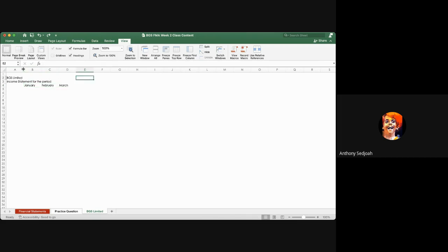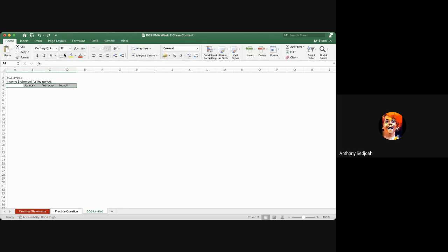Okay. So now let's try and make our headings look beautiful a bit. I'll apply borders below the month. So Home tab, under the borders, bottom border. Then I'll bold BGS Limited. I'll bold income statement for the period. First, let me bold the months too.